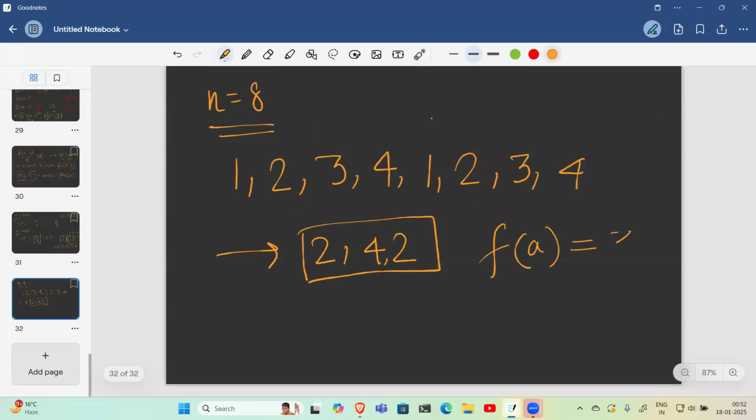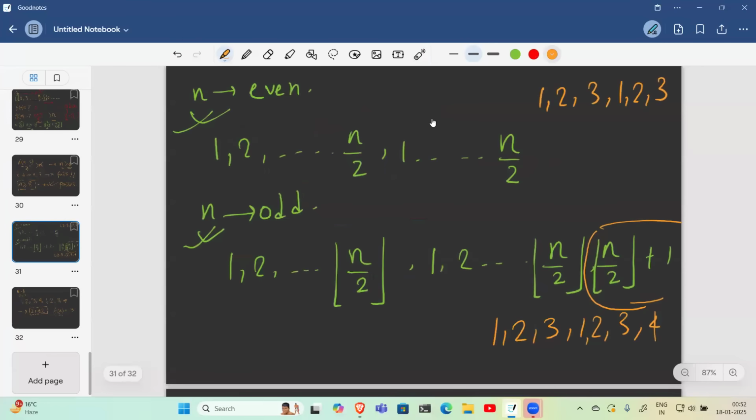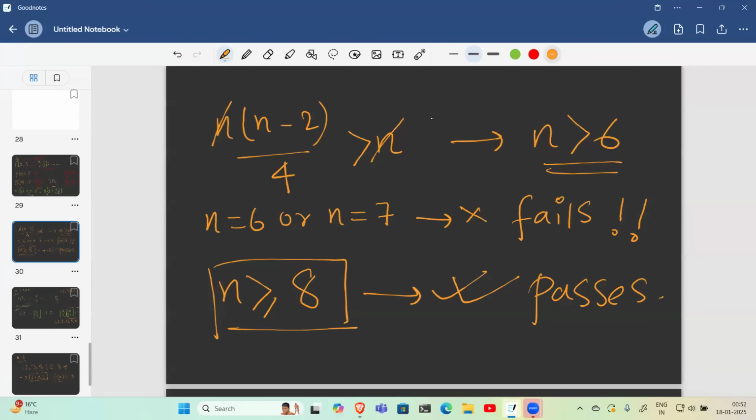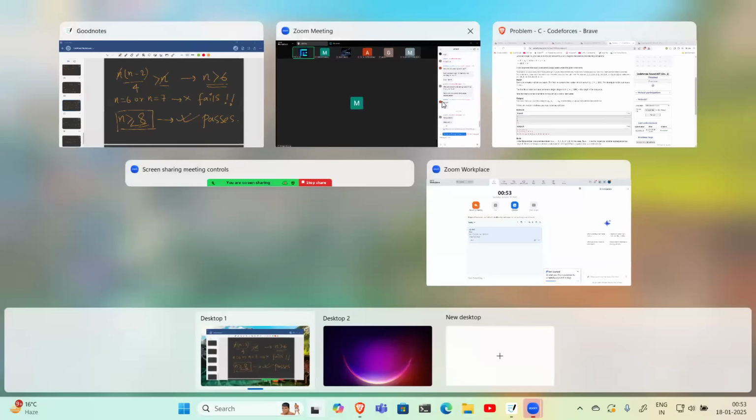The value of f of a can never become 4 because there does not exist any palindrome of length 4. So I need to only consider palindromic subsequences of length 3. When I consider palindromic subsequences of length 3, the number I get is something like n times (n minus 2) by 4, which is greater than n for all values of n greater than or equal to 8. So is that clear? Okay.